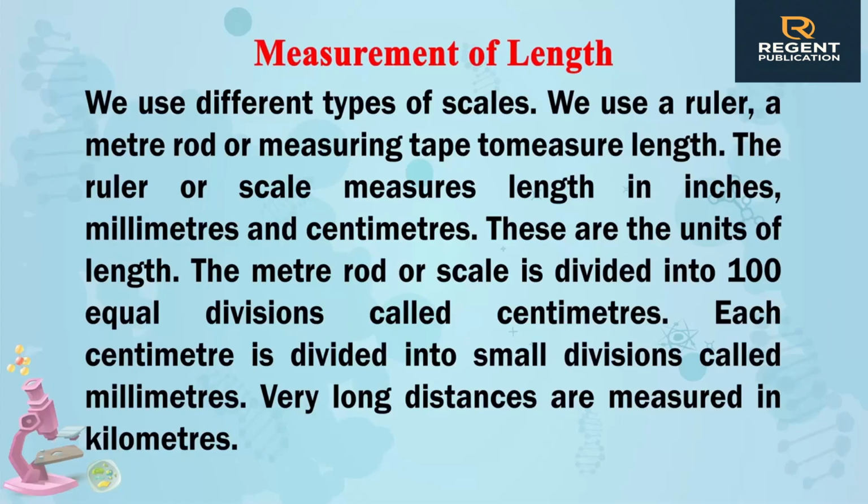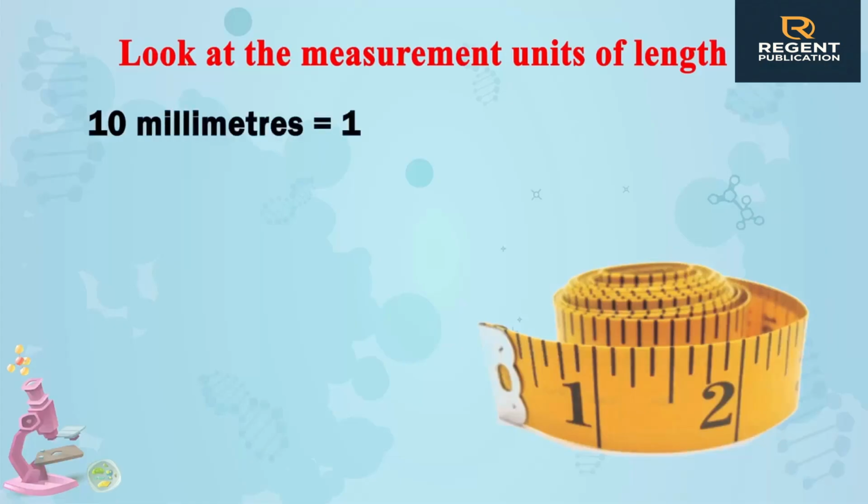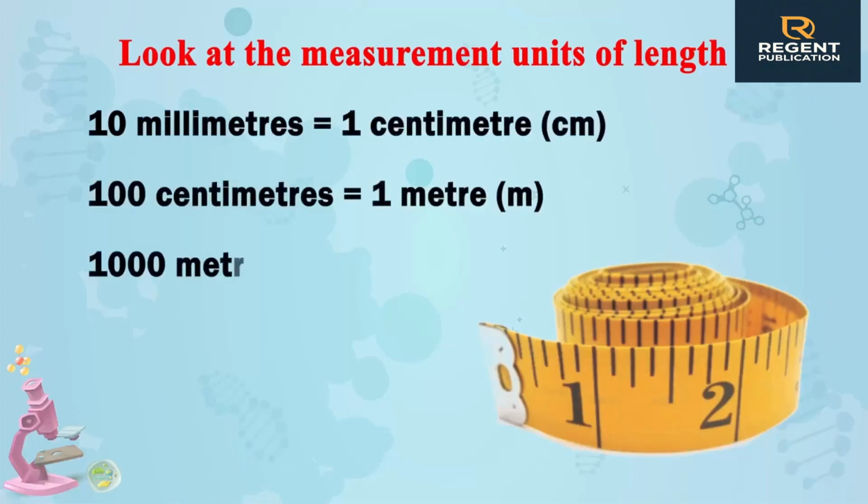The meter rod or scale is divided into 100 equal divisions called centimeters. Each centimeter is divided into small divisions called millimeters. Very long distances are measured in kilometers. Look at the measurement units of length. 10 millimeters equal to 1 centimeter, cm. 100 centimeters equal to 1 meter, m. 1000 meters equal to 1 kilometer, km.